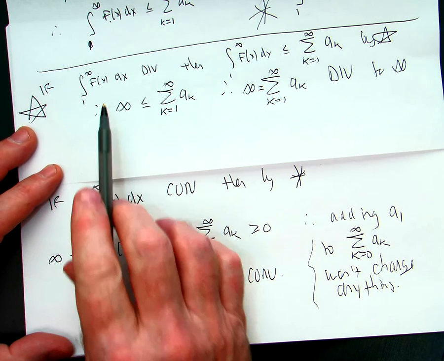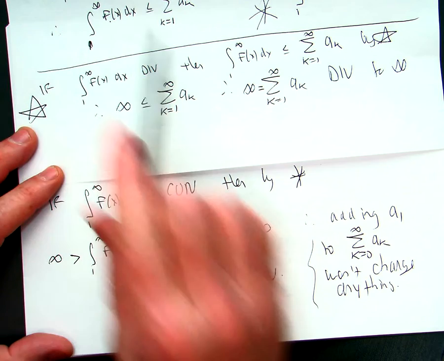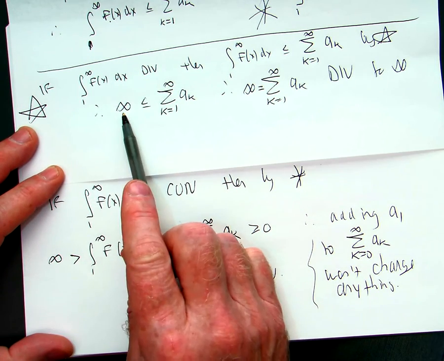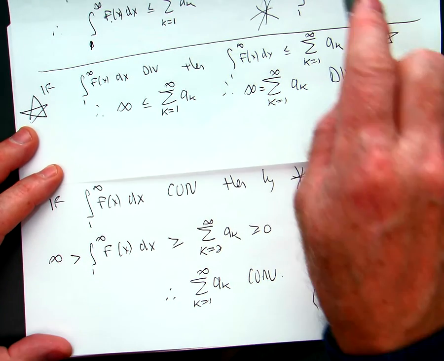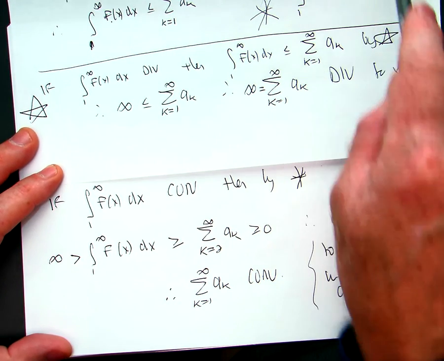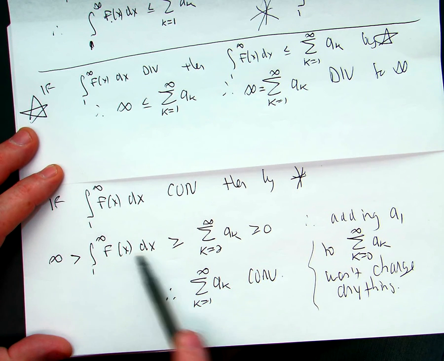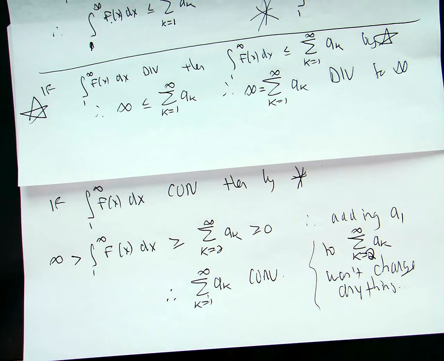Again, what's going on is that we start with the integral. If we know that it diverges, then we look at this picture, and that tells us that the series diverges because the series is bigger than the integral. And if our integral converges, then we look at this picture because that tells us that the series starting at 2 is less than the convergent integral. And adding a_1 to the series starting at 2 won't change anything about convergence or divergence, so therefore that series converges.